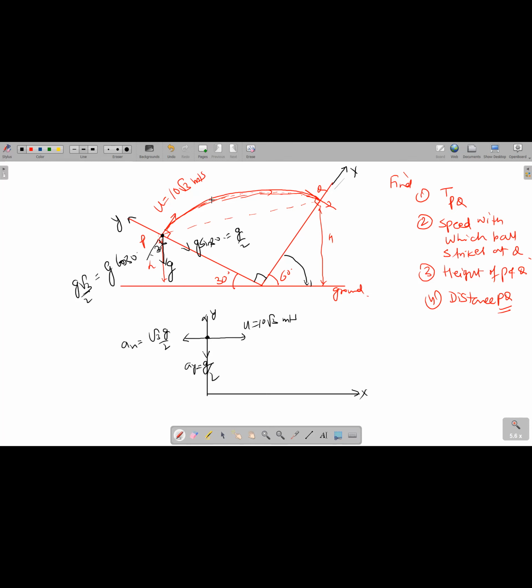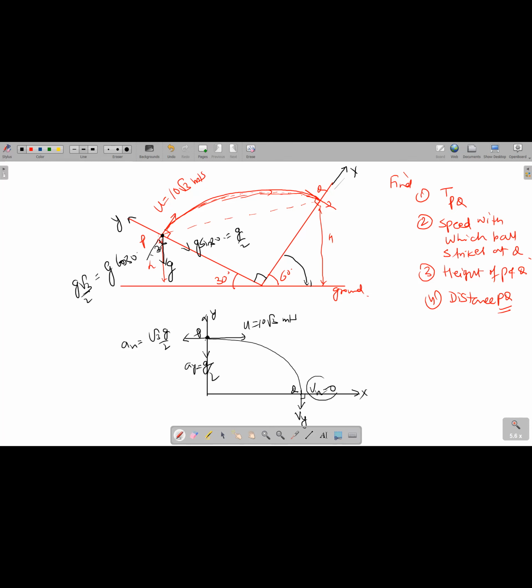Now, this ball strikes at point Q perpendicular to the x-axis. It will strike the ground perpendicular to the x-axis. So at this point there is no velocity along the x-axis, because it strikes at 90 degrees. Only one component of velocity will be there, that is Vy, and Vx will be 0. Understood? Okay, fine. This is the point P. Now, what you will find? The time of flight, from here to here.